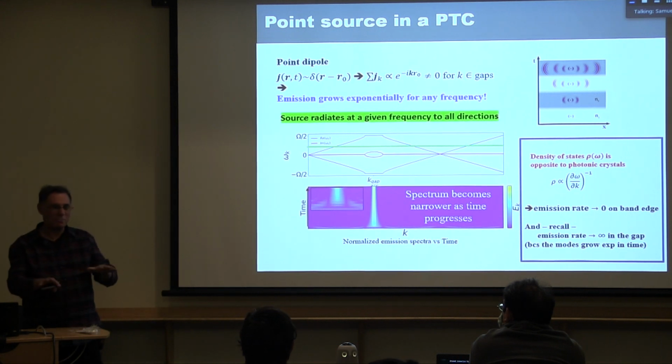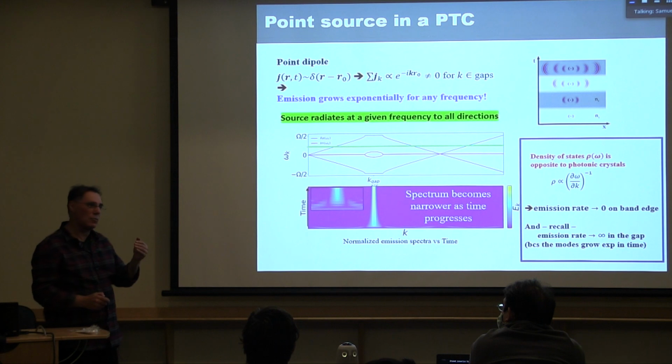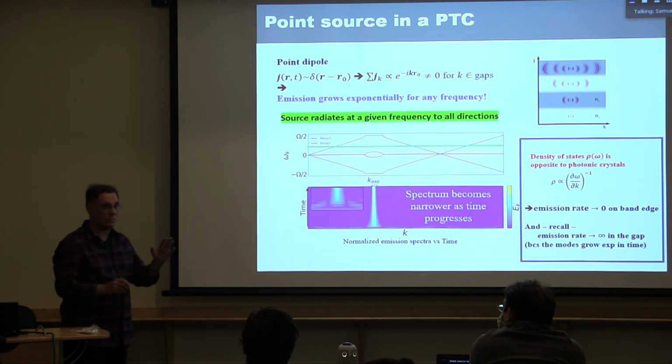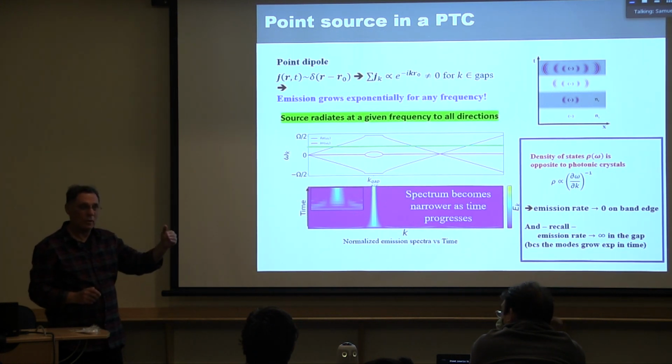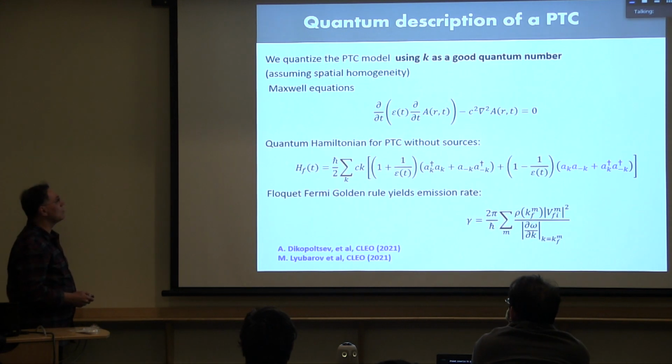When you look at a periodic system in space, we showed that in the transition from propagating waves of the classical Maxwell equations to evanescent waves, there's always an exceptional point right there. Anyway, so this is this.